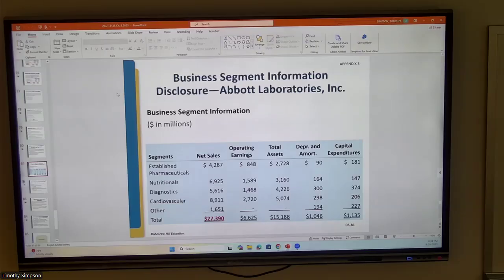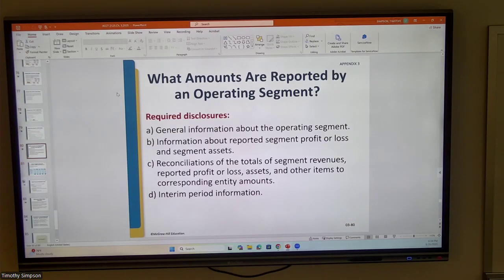Well, it is essentially all of those things. It's really not a quiz, it's just a listing of all those things that are reported by operating segment. And income statement or balance sheet information is oftentimes broken out separately so that users can determine what's going on with individual segments if they prefer.